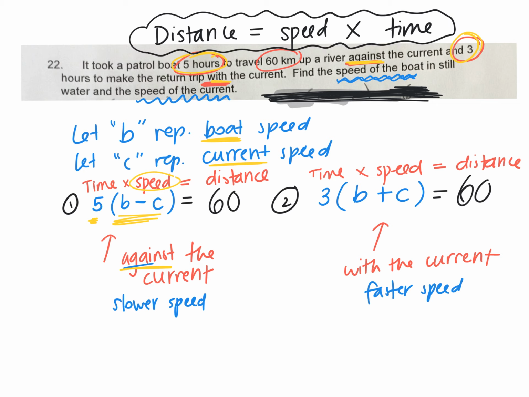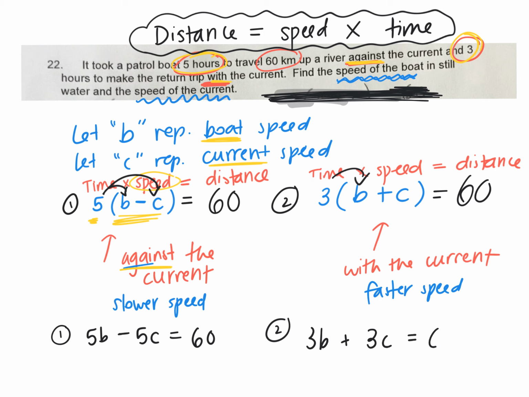So we have our two equations. Our first equation, let's expand it. What's 5 bracket B minus C? How could I expand that? This would be equal to 5B minus 5C equals 60. And what's the second equation equal to? What's 3 times B plus C? 3B plus 3C equals 60. These are our two equations, equation 1, equation 2. It's a linear system. How do I solve this?